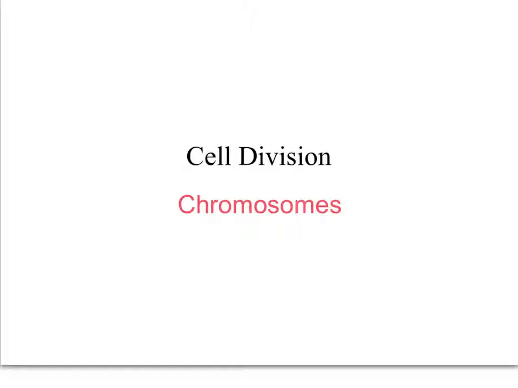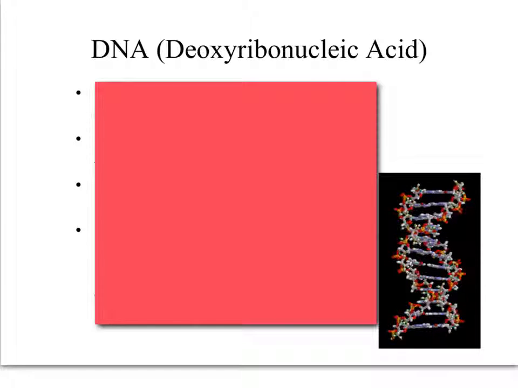Here we go with the first set of notes in our cell division unit. This one is a little bit of background on chromosomes and what they are and what they do for our cells. Before we get into chromosomes though, we just want to do a little bit of background on DNA, or deoxyribonucleic acid. I know we've talked about this before.